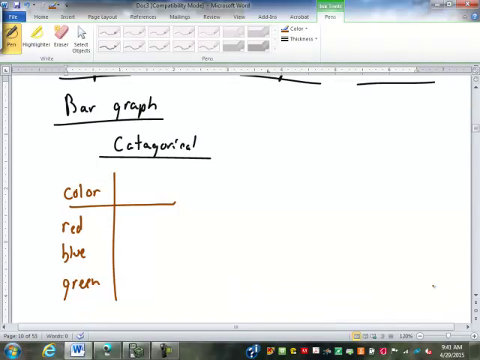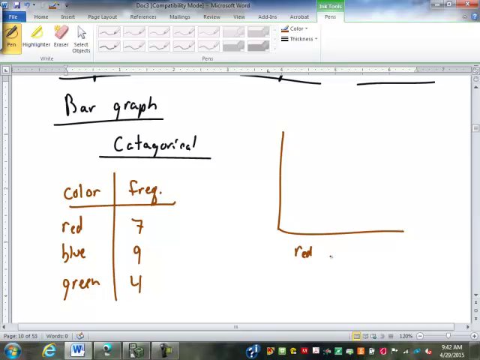So we have our list of colors, and then we have our frequency over here, or how many people chose that color. And let's just, for the heck of it, say we had 7 people choose red, 9 people choose blue, and 4 choose green. How would we make a bar graph? Well, a bar graph can go one of 2 ways. I usually make my bar graphs vertical. In statistics, vertical graphs tend to be more accepted, but it could be horizontal as well.